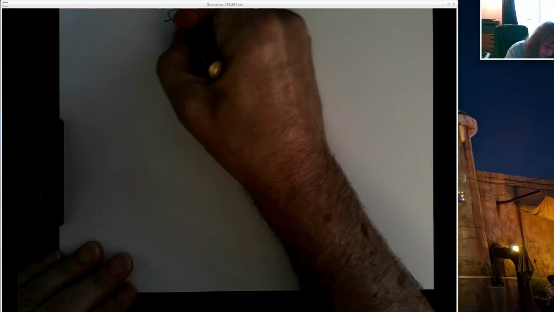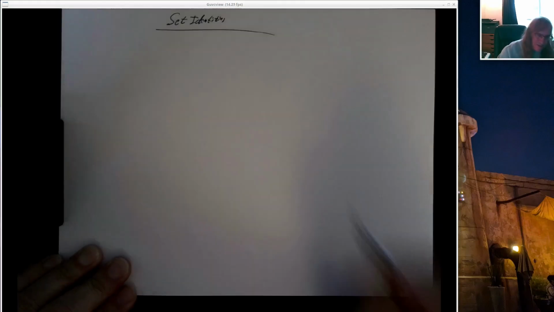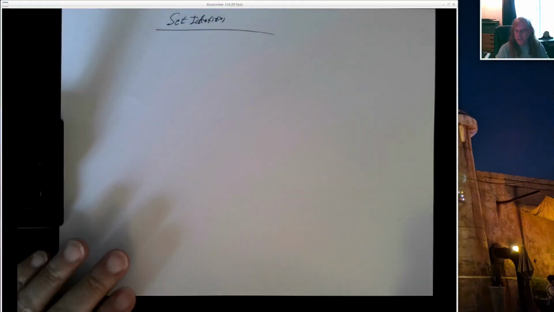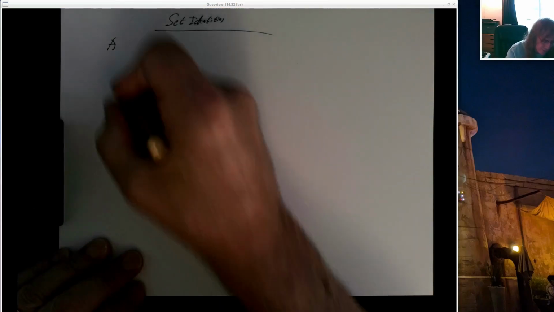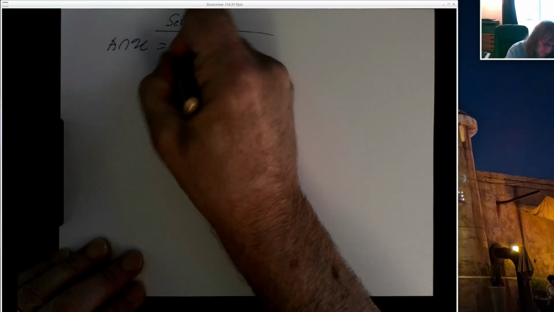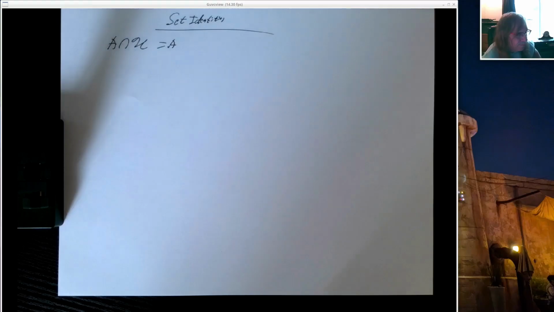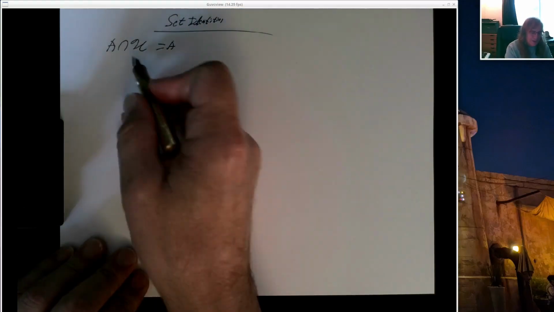Alright, we'll come back to this page in a minute, but let's wrap this up by talking about set identities. So we have these things called sets, and we have operations we can perform on these sets. And there are certain properties that we can state about these operations. For example, if we take A and we intersect it with the universal set, we just get A. Because this means everything that's in A and also in the universe. Well, everything is in the universe, so this is just the stuff in A.